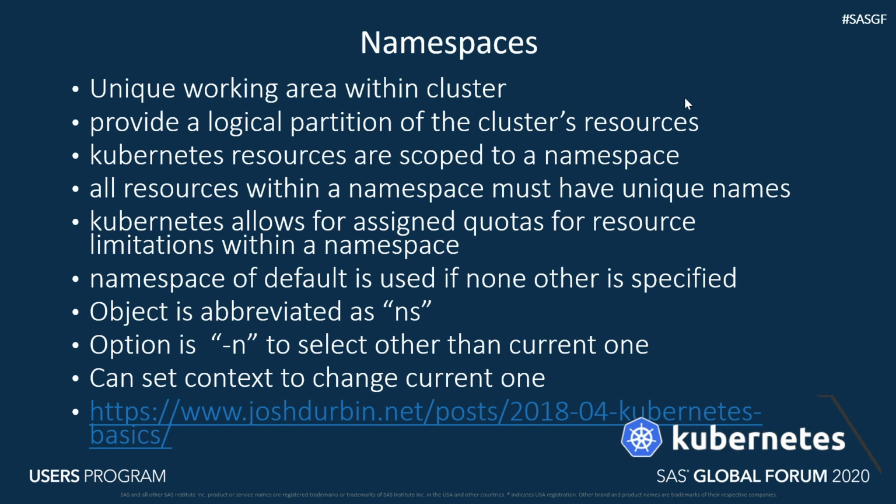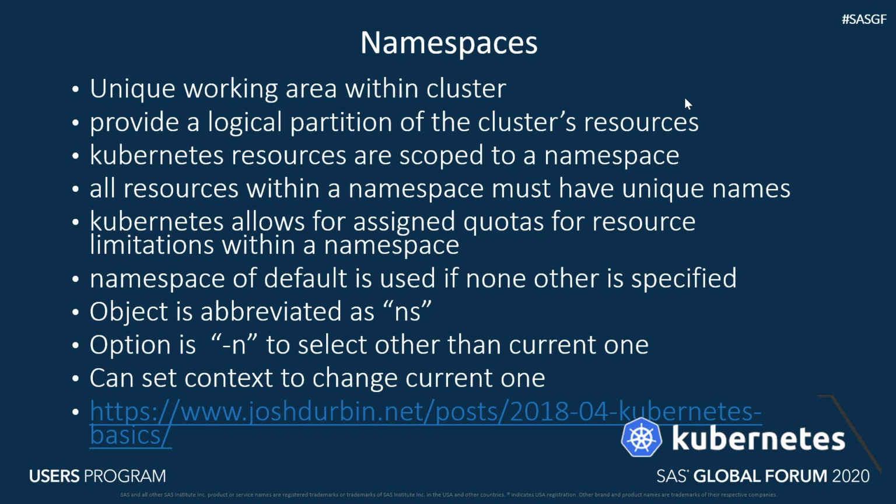Namespaces, again, are simply a unique working area within the cluster to group things together and separate them out into logical units, which may consist of services, deployments, and so on. They provide a logical partition of the cluster's resources. Kubernetes resources are scoped to a namespace. The namespace becomes part of the way we reference them. All resources in a namespace must have unique names. Kubernetes allows for some quotas around that if we need them. The default namespace in Kubernetes is, ironically enough, called default. That's the name of the namespace that we get by default.